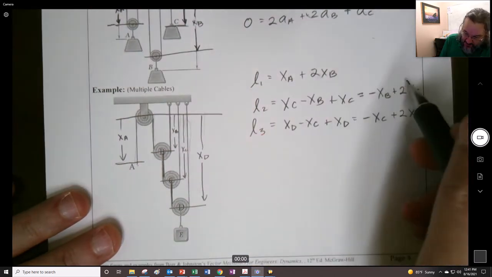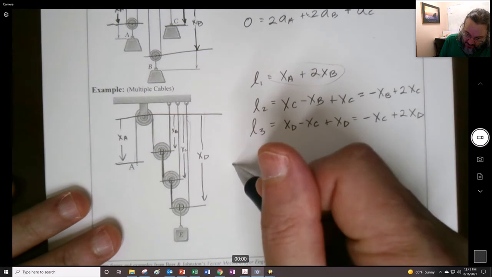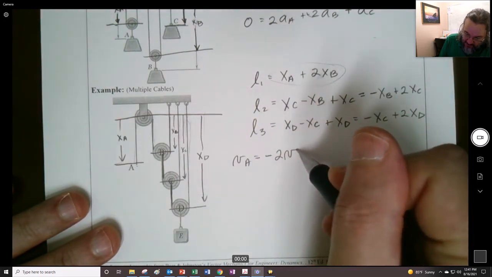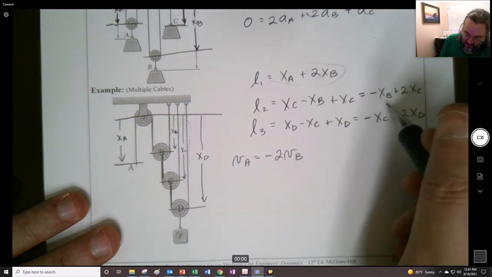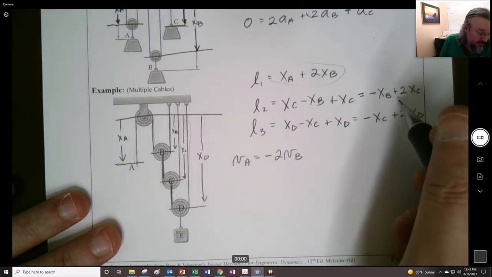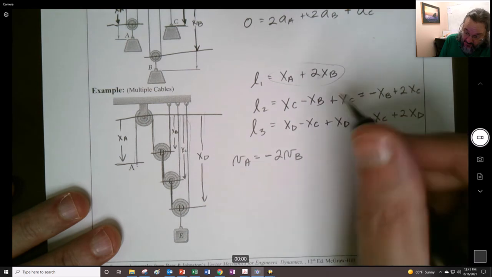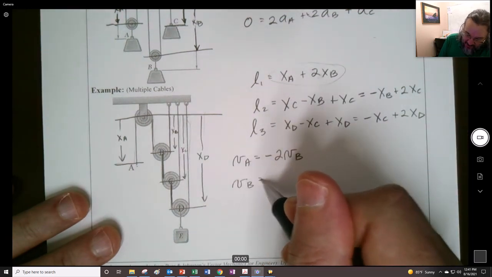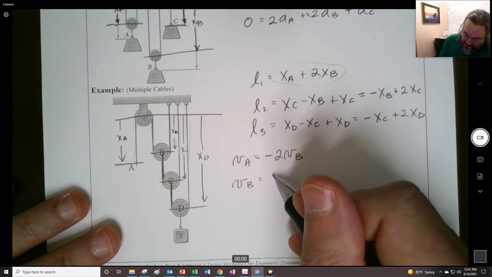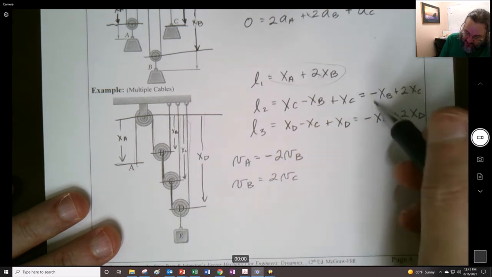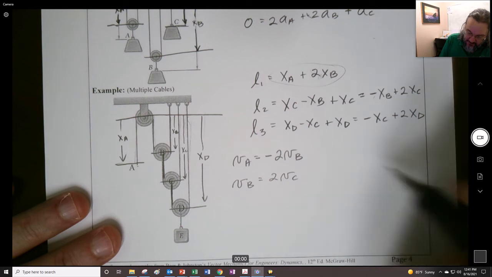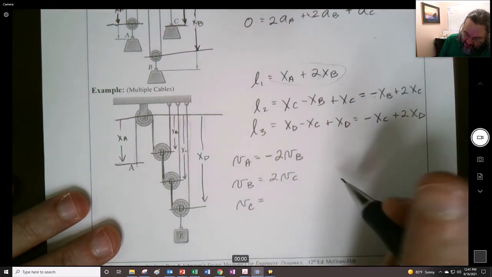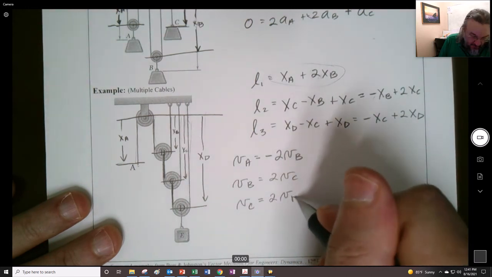And what we're going to find out is right here, we're going to have VA is equal to negative 2VB. We're going to find, did I do that right? Yes. We're going to find that VB is going to be equal to a positive 2 times VC, right? Because there was a negative there. And then we're also going to find out that VC is going to be equal to 2 times VD.